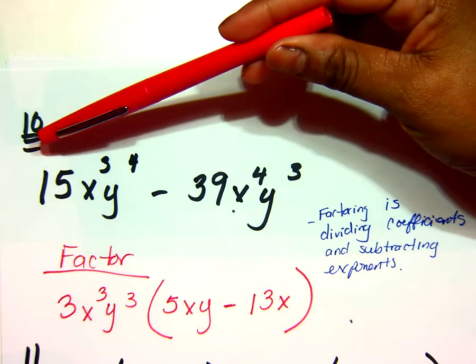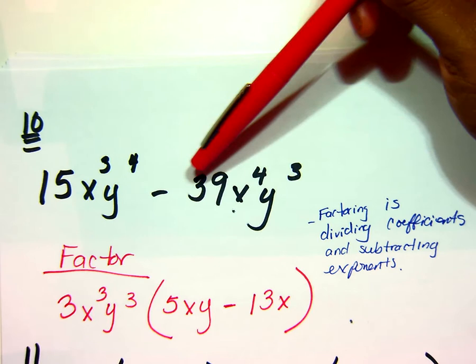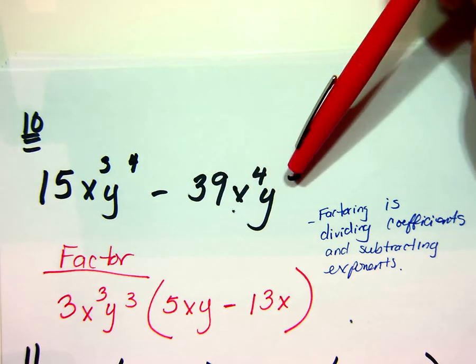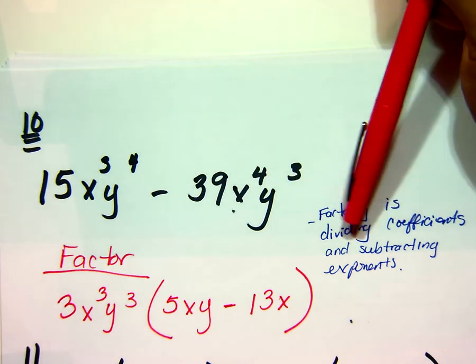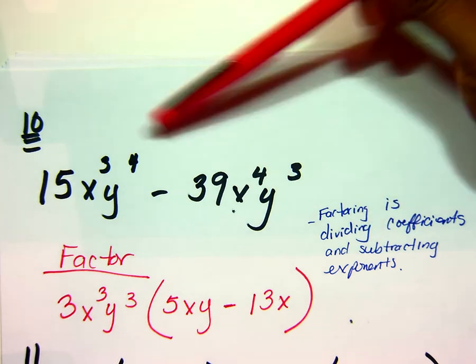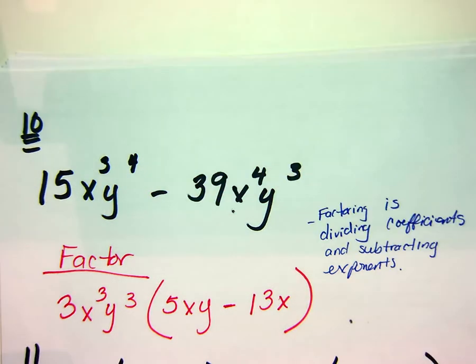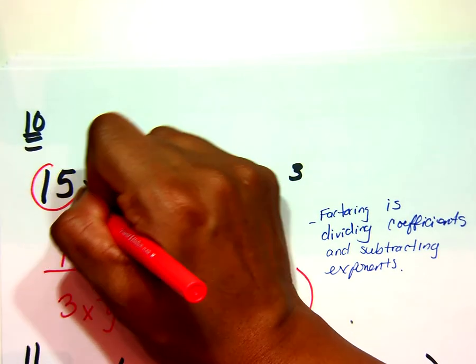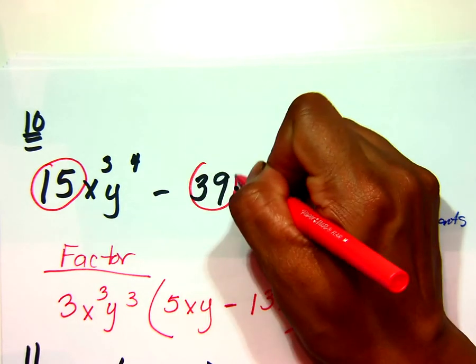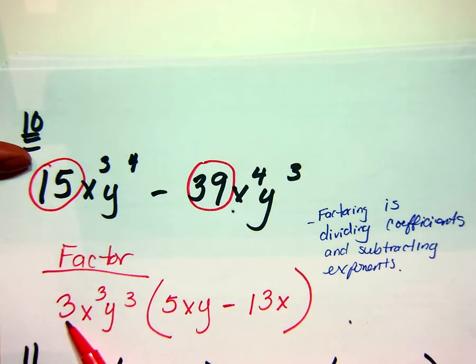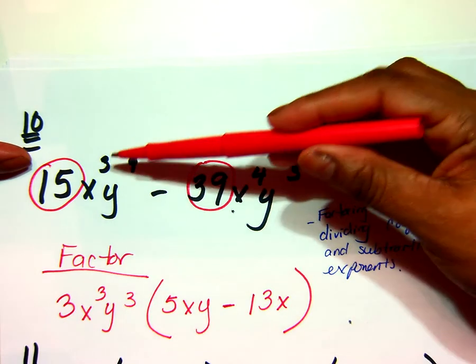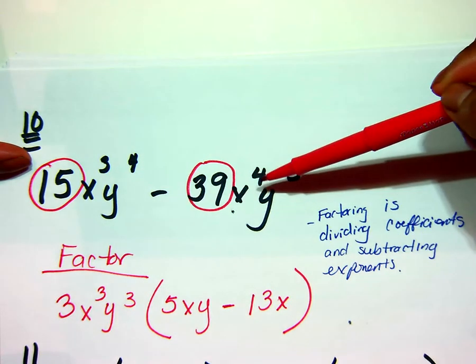So given to you, you have 15x cubed y to the 4th minus 39x to the 4th y cubed. What I'm saying right here is that factoring is dividing the coefficients and subtracting your exponents. So what you have to do is think about what number can go into both 15 and 39 at the same time. Well, we came up with 3. Then you have to compare all of your exponents, aka your variables.